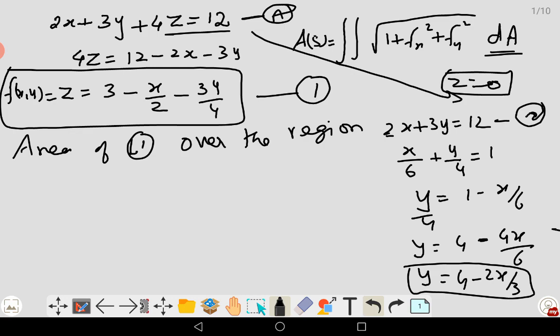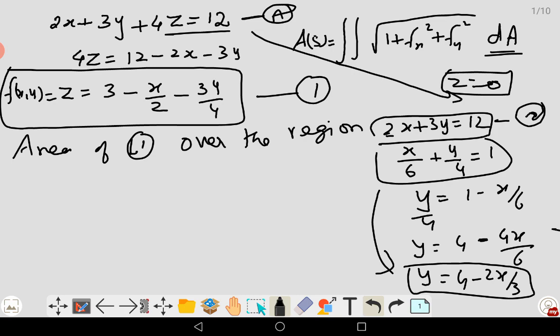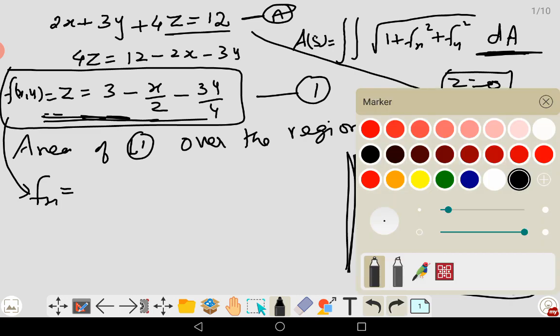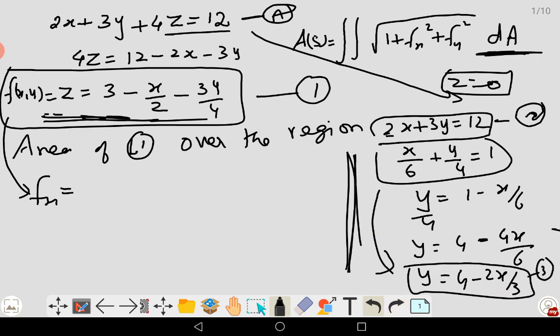This is all either this one or this one or this one. All the three are the equations of the plane, or the region over which you are finding the area of this surface. Okay, now we got an idea what we're gonna do. From equation number 1, find fx, and this equation number 2 will be used to find the limits of x and y, and for this dA we will use dx dy and find the limits of x and y from this equation number 2 or 3. Now differentiate equation number 1 with respect to x.